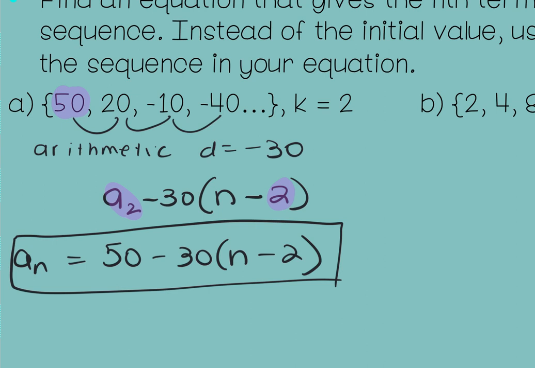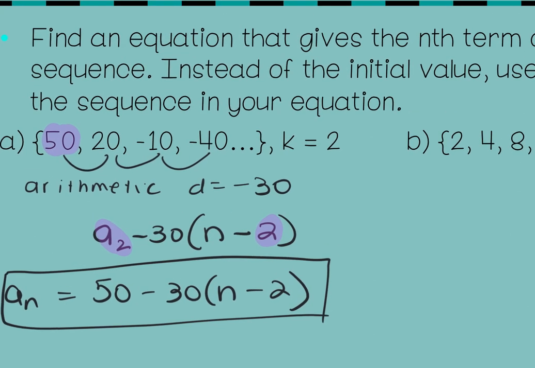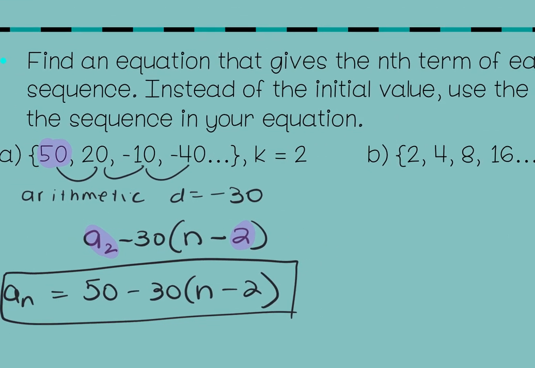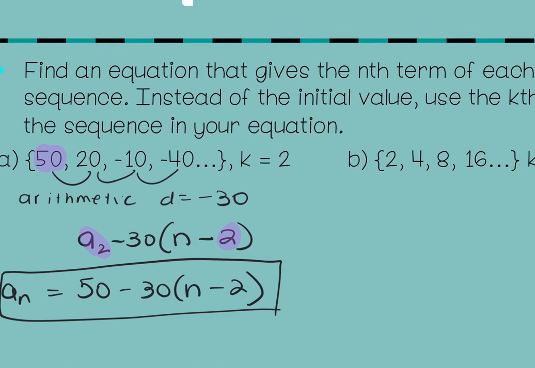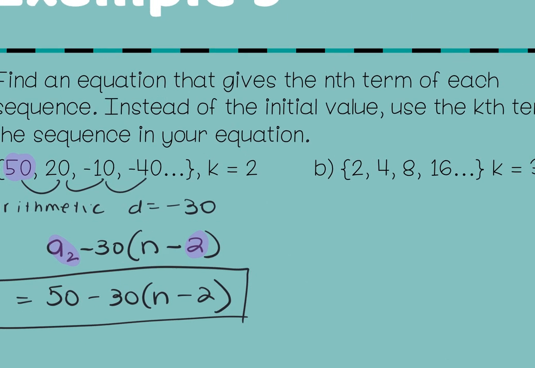So the k not only is what that first term is that you're grabbing, that k is what you're going to subtract instead of 1. And sometimes they give you k as 1, which is just normal. But if not, it's the k value that's there.